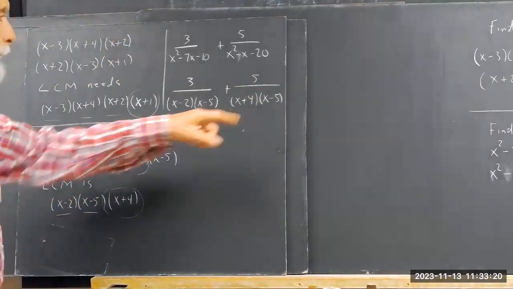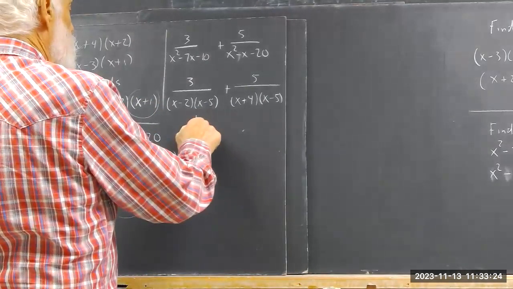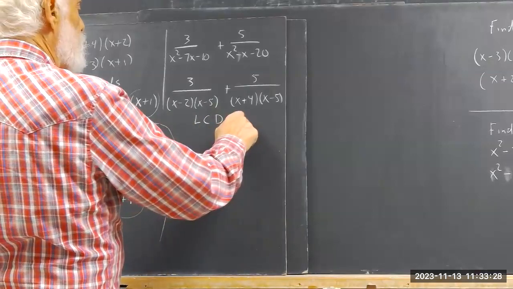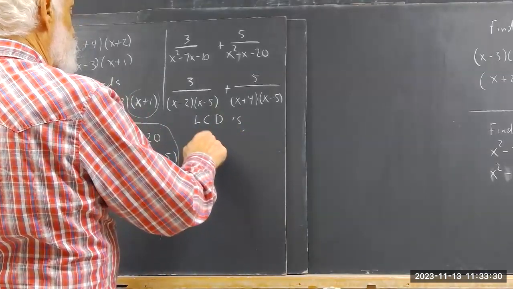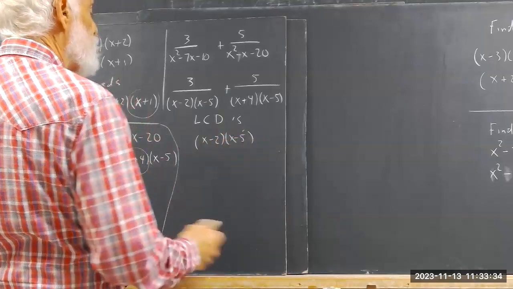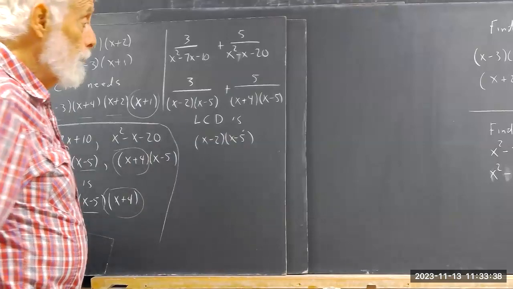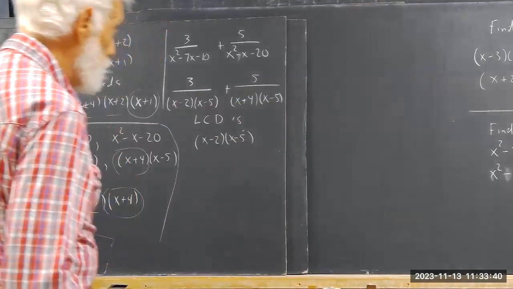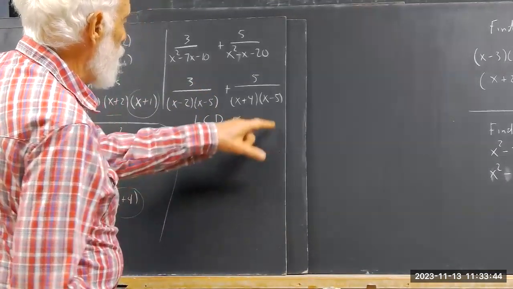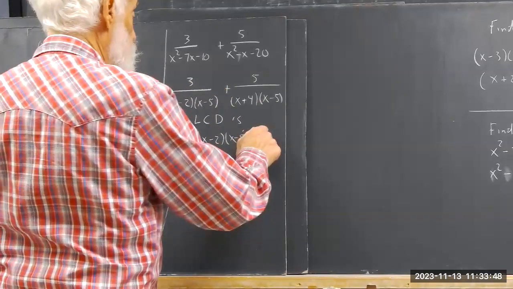So now I've factored the denominators, then I find the least common denominator. Least common denominator is what? Well, it's the least common multiple of the denominators. So as before, we write down one of the denominators. Then we look at the other denominator and see what we're missing. We're not missing an x minus 5, we've already got it, but we do need an x plus 4.